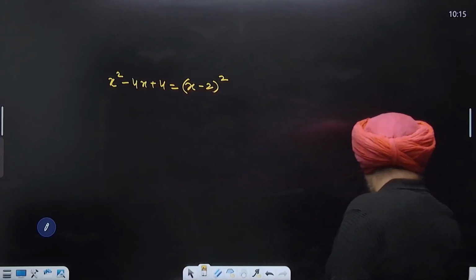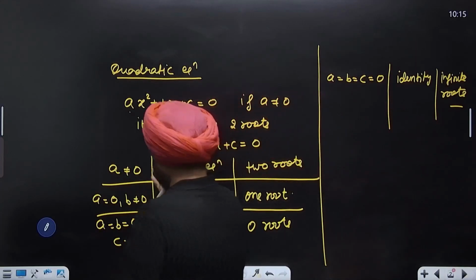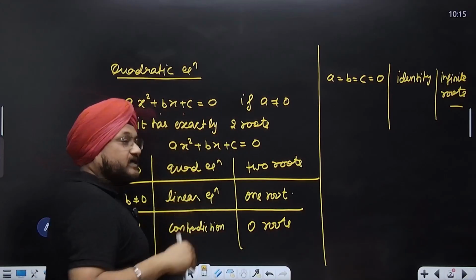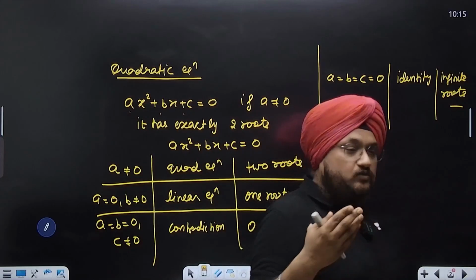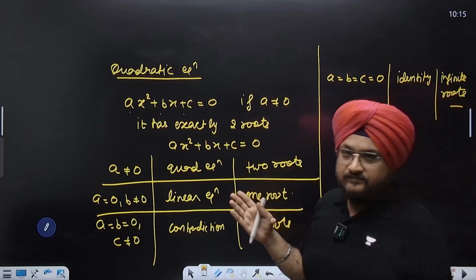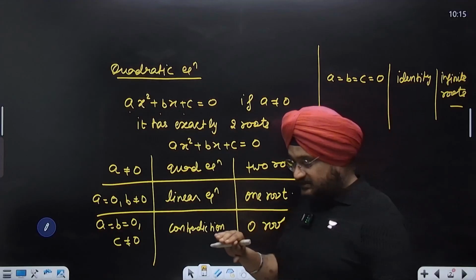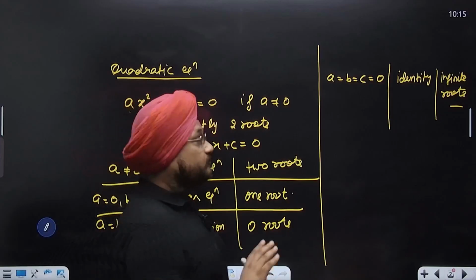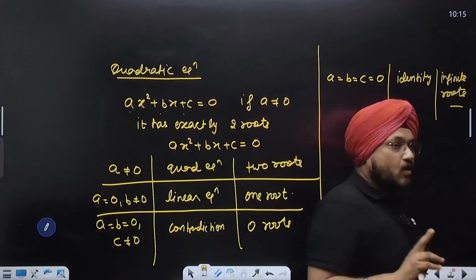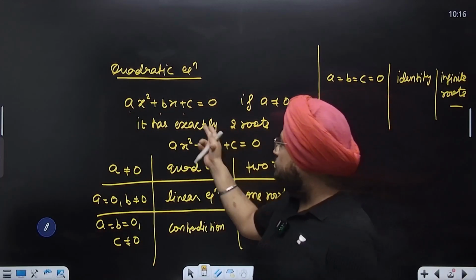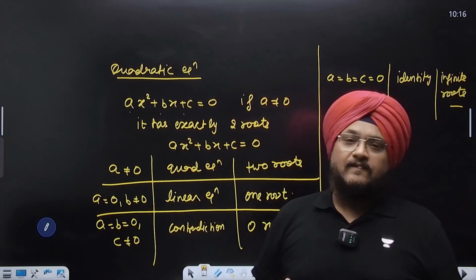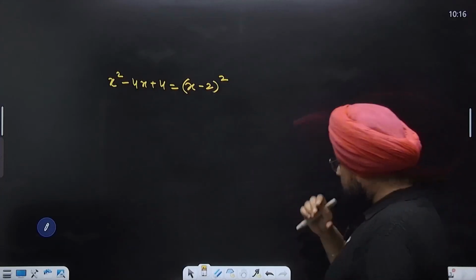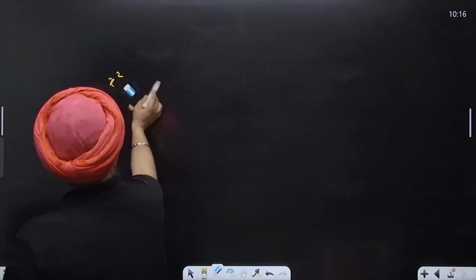So in general, we say that if a quadratic expression is satisfied by more than 2 values, then it is an identity. If a cubic expression is satisfied by more than 3 values, then it becomes an identity. A polynomial equation becomes an identity if all the coefficients become 0, so it will be satisfied by infinite values of x. Okay, so we will take an example of an identity.